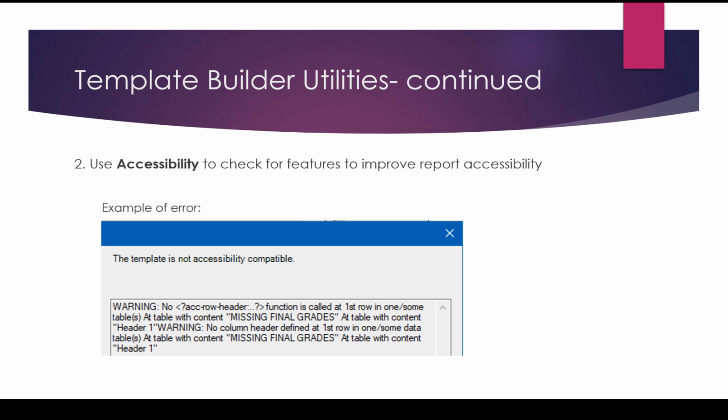Template Builder provides an accessibility checker to check the template for features to enhance the accessibility of the report. Oracle has provided a really good guide with regard to designing accessible reports. They touch upon things like defining properly document titles, column and row headers, and using alternative text for images. This is a sample error message you may get if a row header has not been defined. Please feel free to check the online Oracle Fusion Middleware Report Designer's Guide for further details.